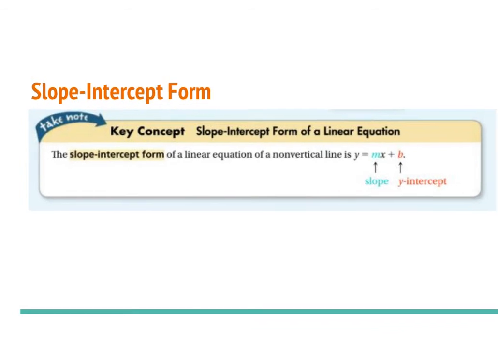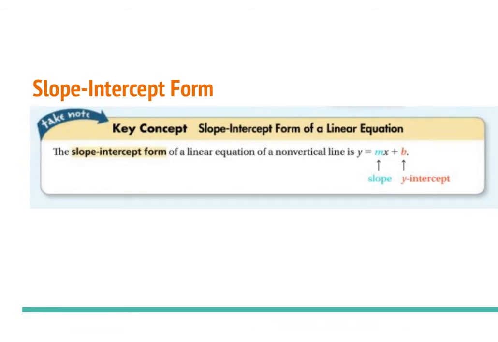Slope-intercept form. We should all know this. Slope-intercept form of a linear equation of a non-vertical line is y equals mx plus b, where m is our slope and b is our y-intercept. So wherever our y-axis is crossed by the graph, that's going to be our b, and our slope, how steep we are, is going to be our m.